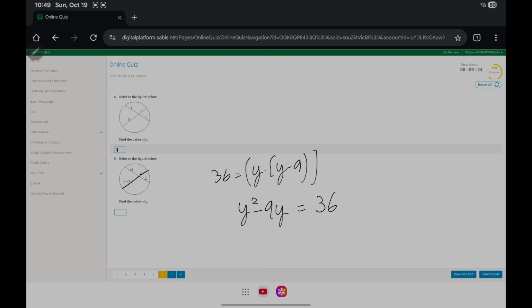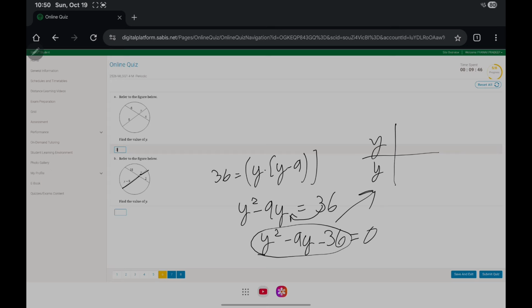And then you have to get 36 to this side. So y squared minus 9y minus 36 equals 0. And we know how to solve to get the values. So use the box method, and then you just do y over y. And then what makes 36?